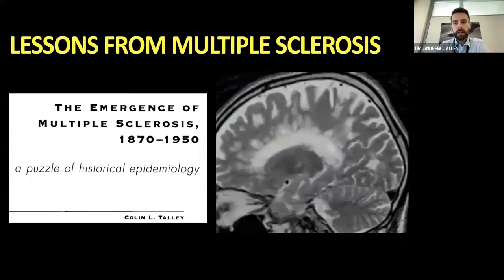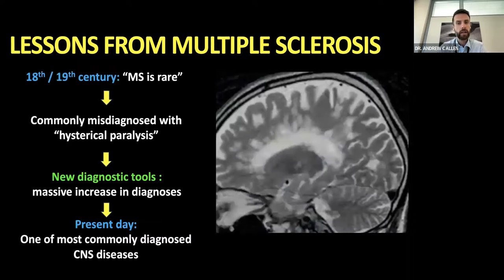I think that there are a lot of parallels between a disease that we may not find related at all to spontaneous intracranial hypotension, which is multiple sclerosis. If you look at the history of multiple sclerosis, a disease which we consider common and routinely diagnosed today, you may find some parallels and interesting similarities to intracranial hypotension. In the 18th and 19th century, MS was considered a rare disease. And these patients, commonly young middle-aged women, were diagnosed with hysterical paralysis, told there was nothing wrong with them, that it was all sort of in their head.